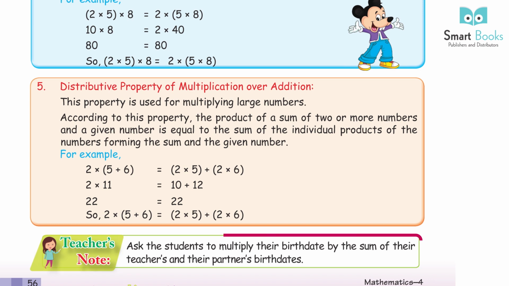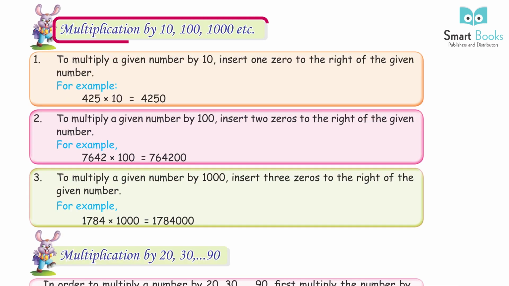Teacher's note: Ask the student to multiply their birth date by the sum of their teacher's and their partner's birth dates. Multiplication by 10, 100, 1000, etc.